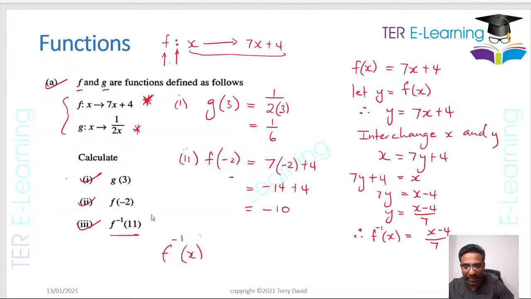Now let's go back and see what the question was asking. The question is telling me to find the inverse and plug 11 into that equation. I found the inverse, so I'm going to substitute 11 into that expression. It's going to be 11 minus 4 divided by 7. 11 minus 4 gives me 7, and 7 divided by 7 gives me 1.